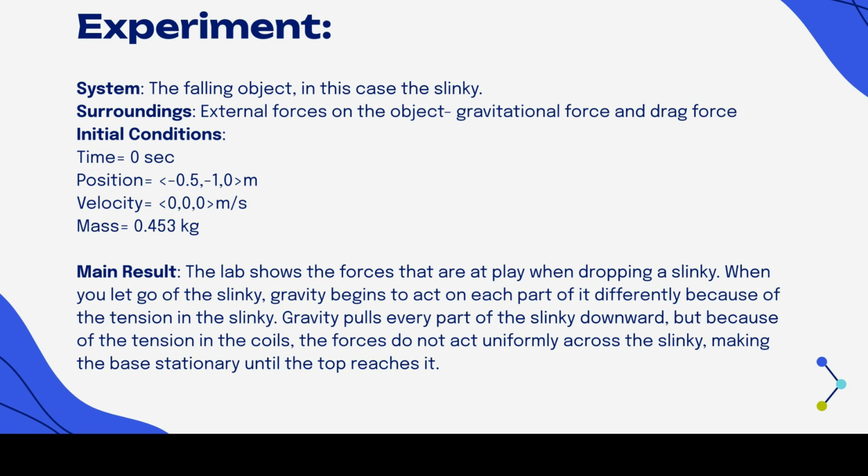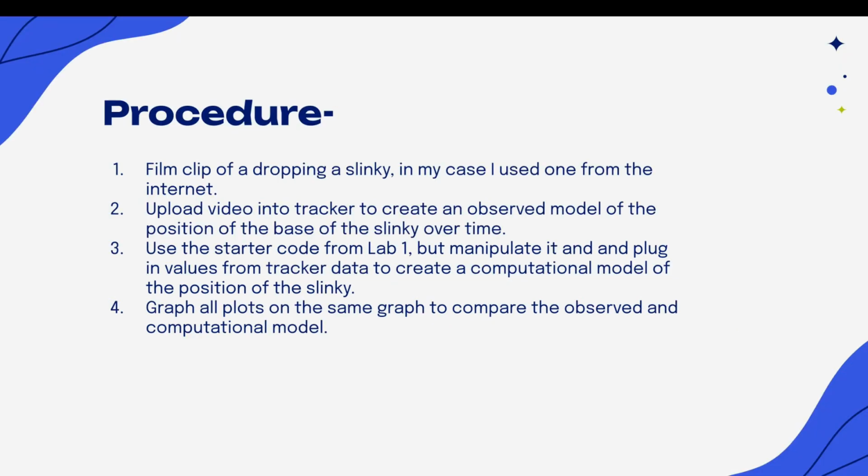And the main result of the lab is that the forces that are in play when dropping a slinky change throughout. So when you let go of the slinky, gravity begins to act on each part of it differently because of the tension in the slinky. So the forces do not act uniformly across the slinky, making the base stationary until the top of the slinky reaches the base.